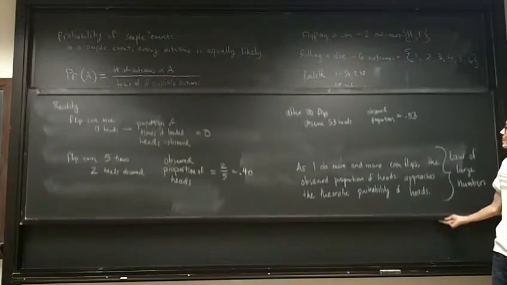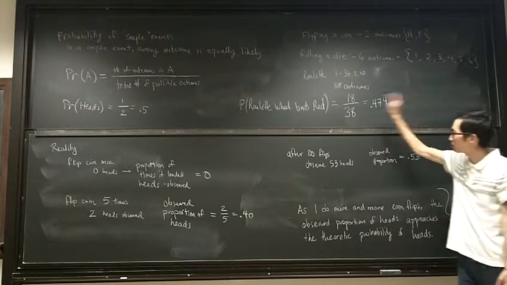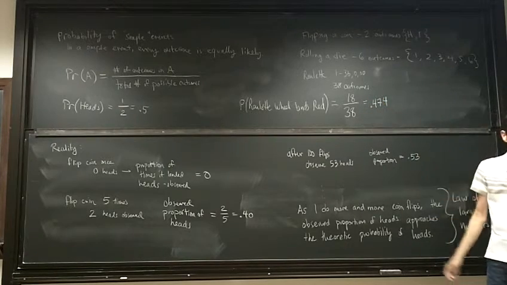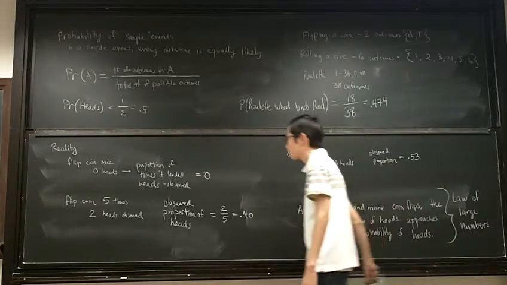Yeah, no, just kidding. Alright, so the probability that the roulette wheel lands red is 18 out of 38, about 0.47. Okay, so these are simple events, okay?